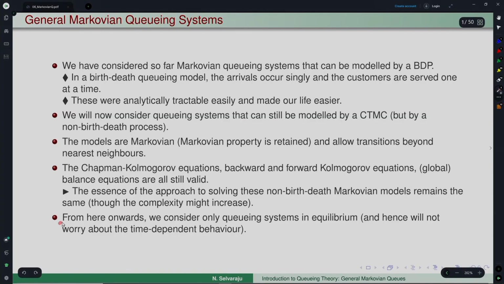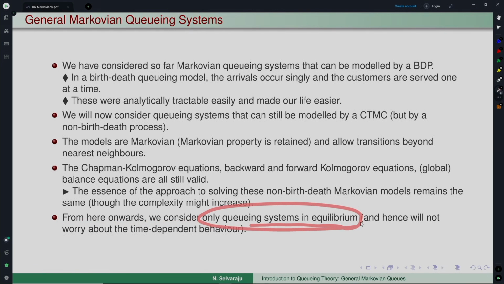So, it goes without saying that from this point onwards, in the remaining part of the course, we are going to look at queuing systems that are in equilibrium. That means we are going to do only the steady state analysis, and we will not worry about the time-dependent behavior. So, this is what we are going to do next: general Markovian queuing systems, where the appropriate stochastic models that come in handy are a general continuous time Markov chain, which is of a non-birth-death type.